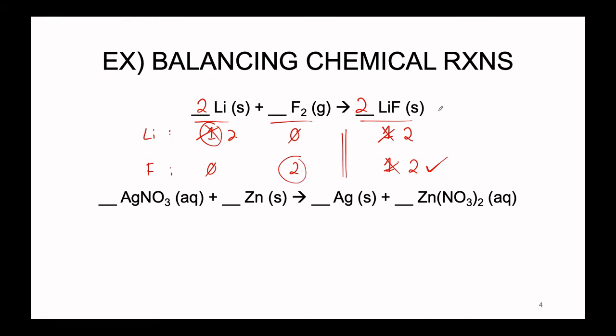So our overall balanced chemical equation looks like 2 lithiums in solid form, added to a single fluorine molecule in gaseous form. And this gives us 2 lithium fluorides in solid form.